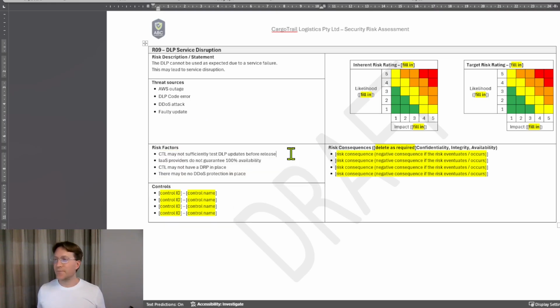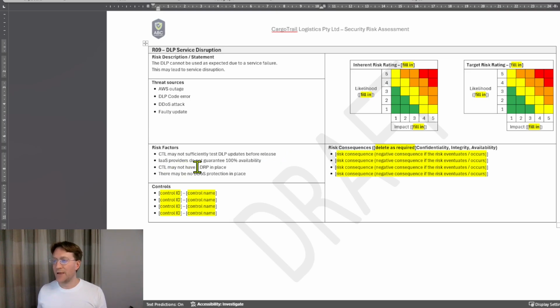For risk factors, as we discussed with the threat sources, we may not have sufficient testing of updates before release. So this could be an issue with, say, a faulty update. Infrastructure as a service providers like AWS do have outages. They cannot guarantee 100% availability, which is to say that the system's working all the time.